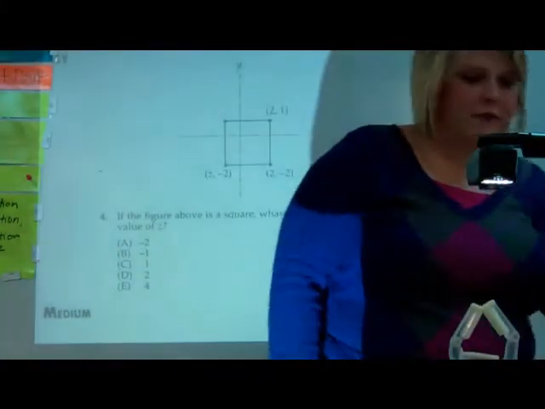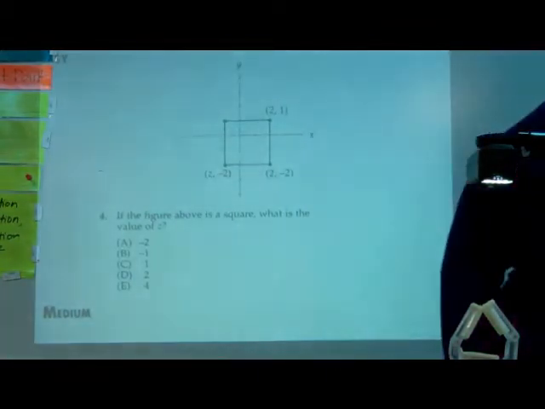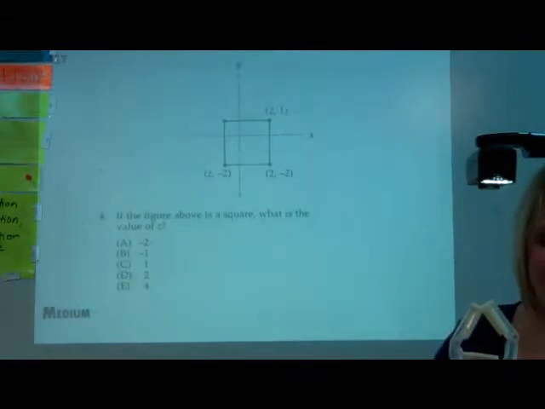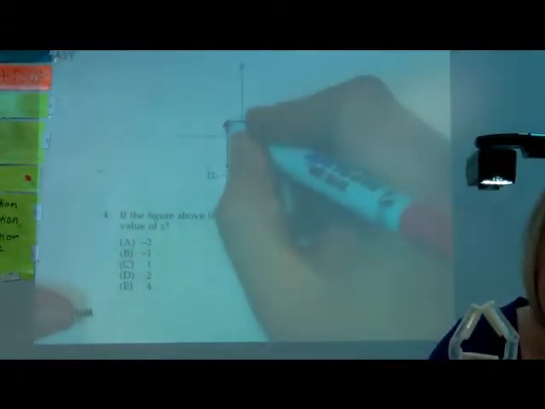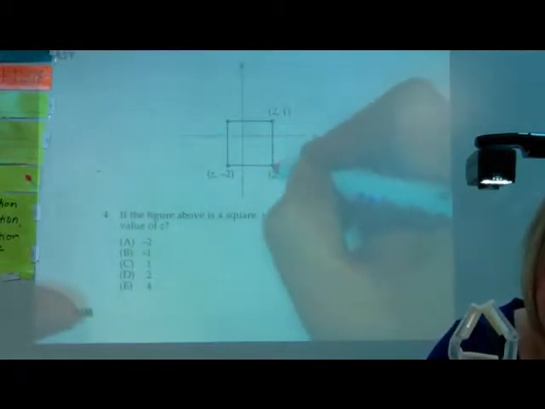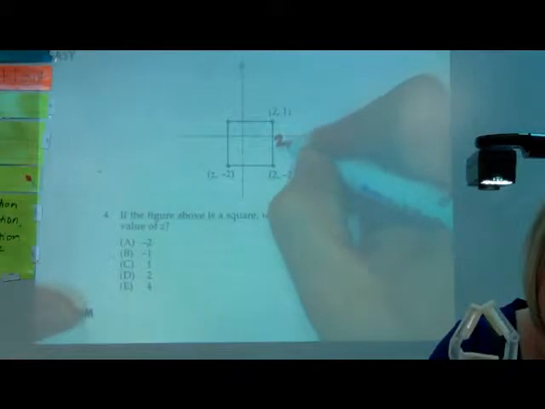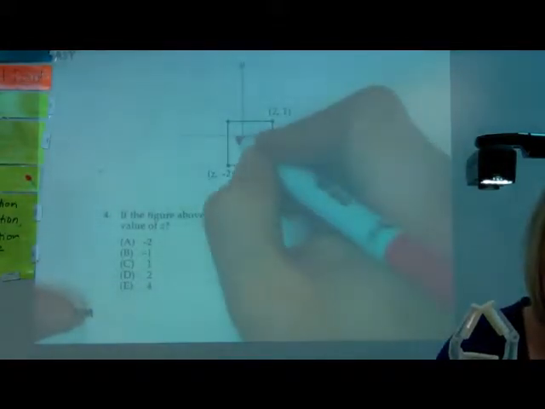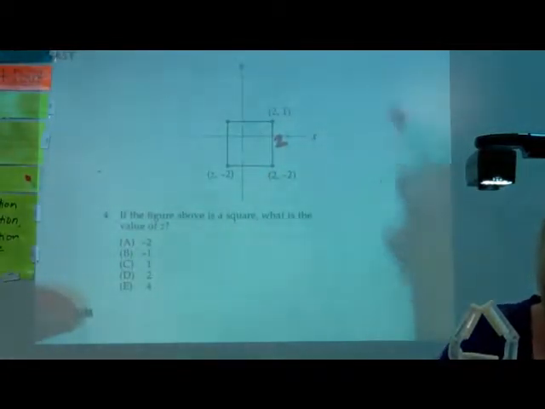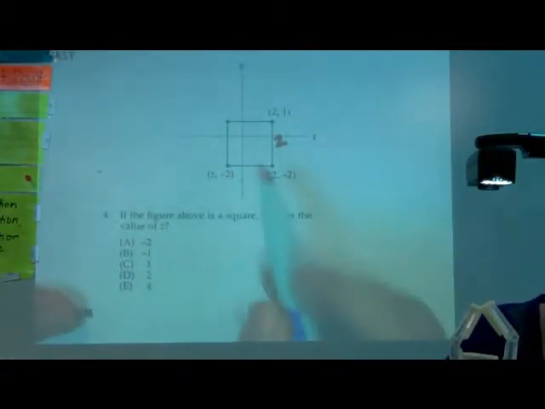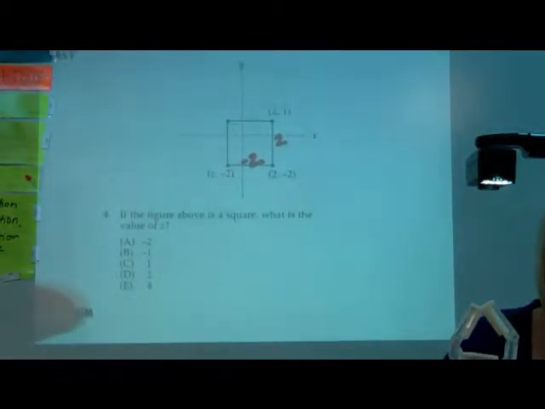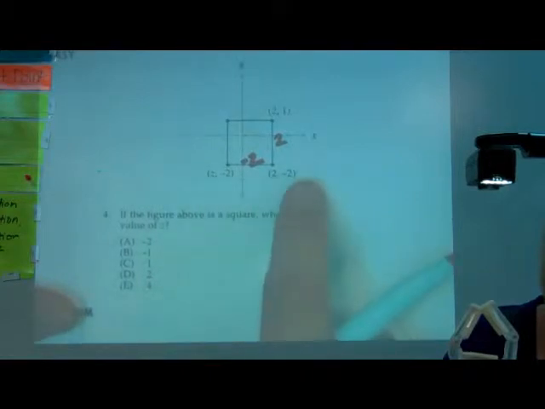And the figure above is a square. So what's the value of z? Okay. So in order for this to be a square, all of these lines have to be straight lines. So these 2 points line up with 2 on the x-axis. So we've got 2, 1, and 2, negative 2. These 2 points have to line up with negative 2 on the y-axis. So you can see they both have a y of negative 2.